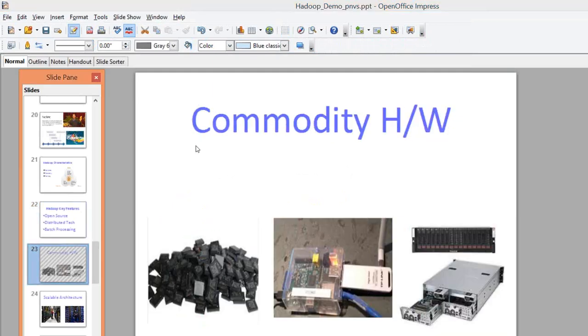For Hadoop, we need not go for very high-end hardware. Even low-level commodity hardware works with Hadoop when installing new machines.